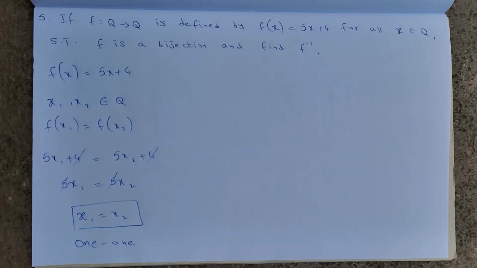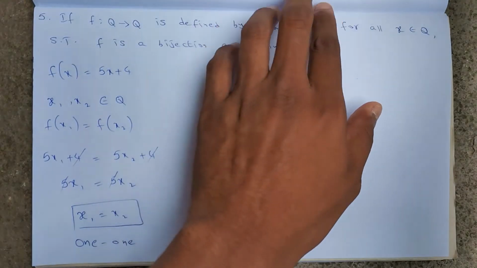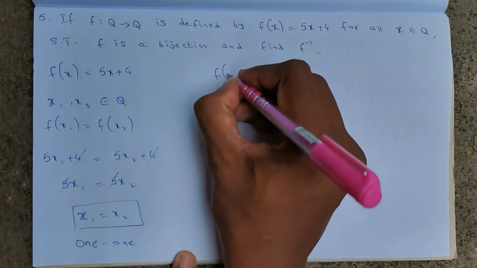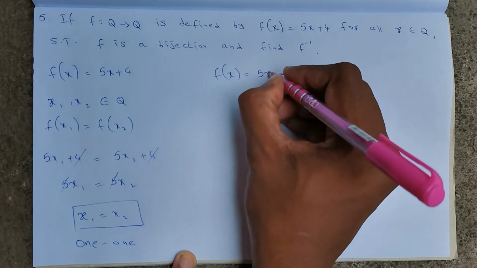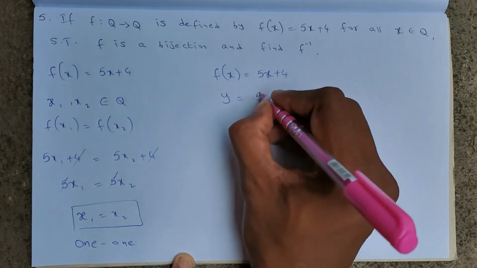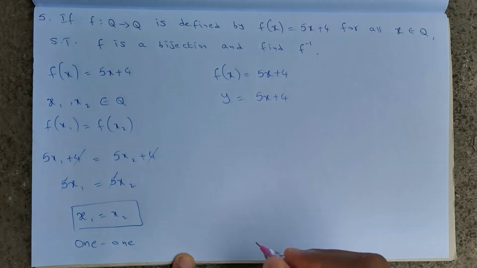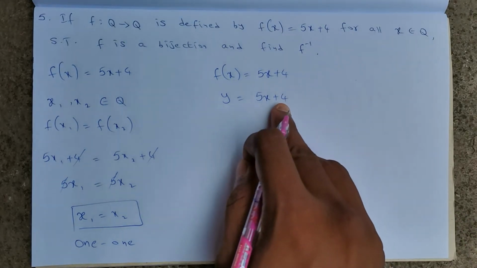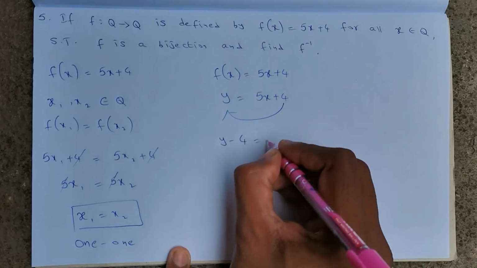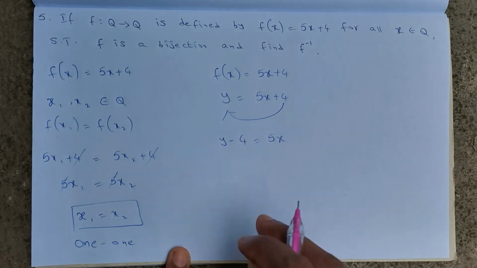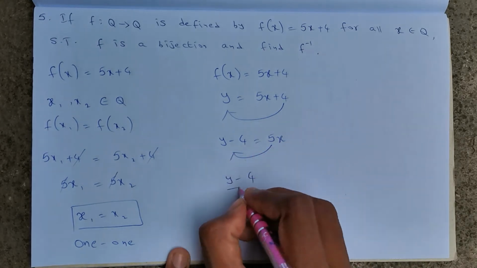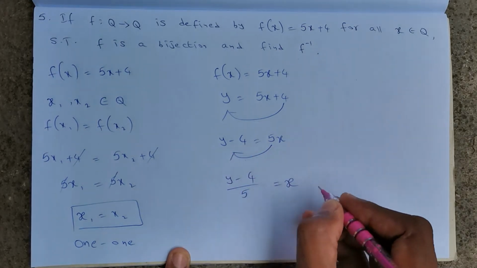Next, let us check whether it is an onto function or not. f of x is equal to 5x plus 4. Take this f of x as y, so y is equal to 5x plus 4. Now find the x value from this. Take plus 4 to the left side, so we get y minus 4 is equal to 5x. Now we want the x value, so take 5 also to the left side. So we get y minus 4 divided by 5 is equal to x.